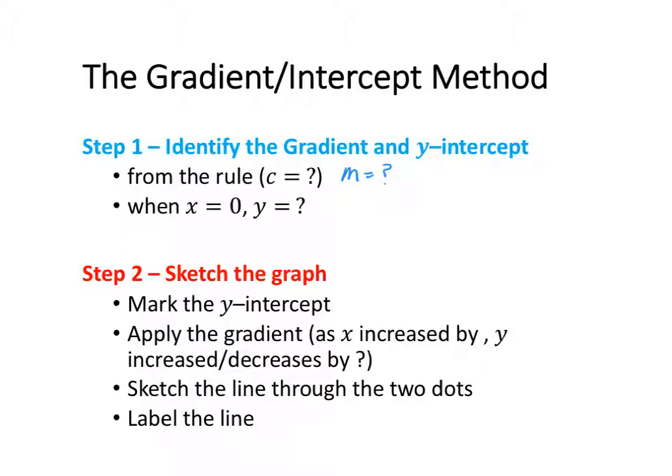Once I've marked that second dot, I can sketch the line through those two dots to form a straight line and then finish off by labeling that line with the rule from the question. So let's have a look at an example.